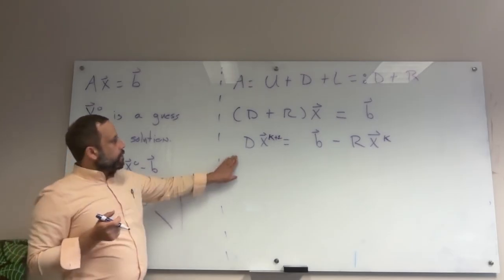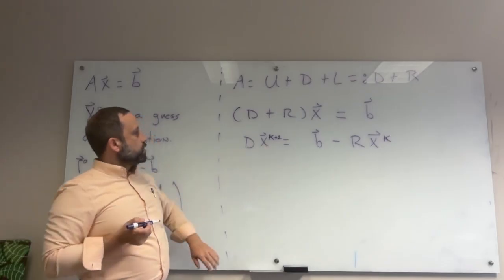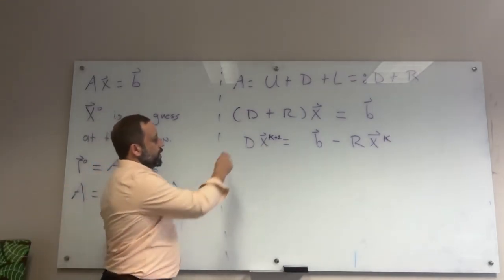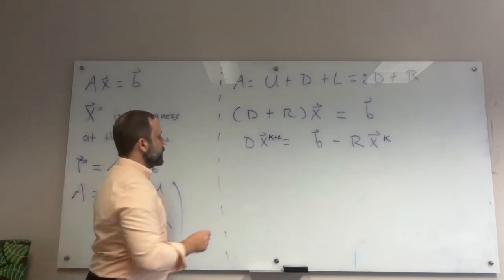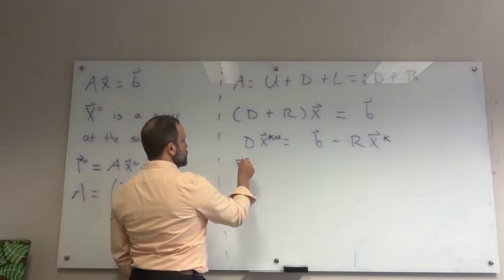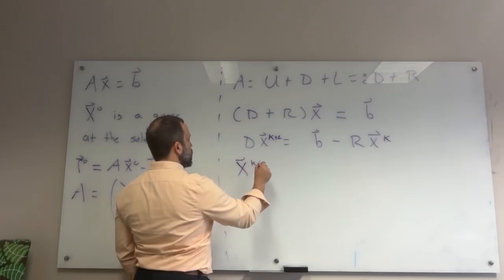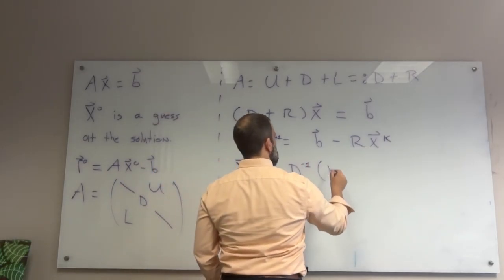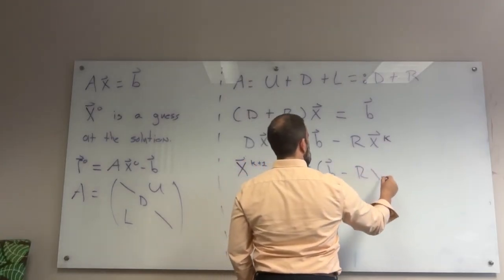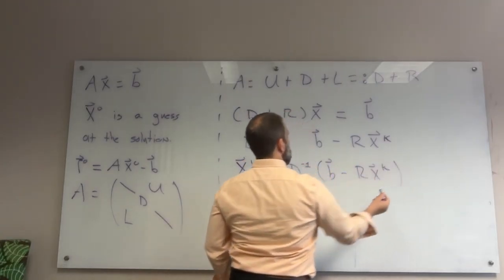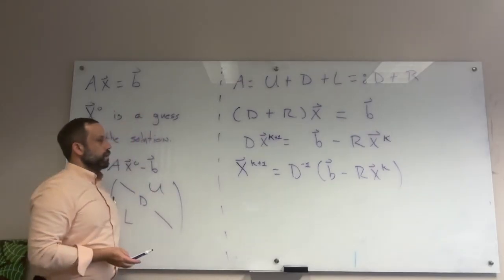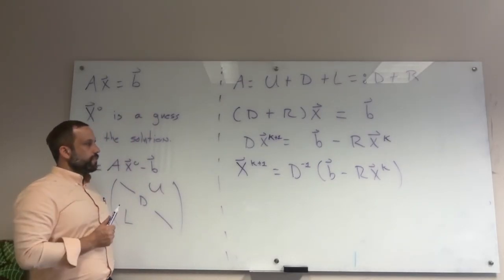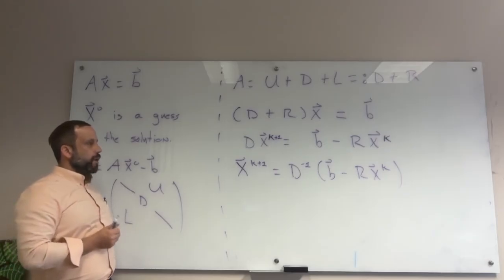Now, D is a diagonal matrix. We want to know what x(k+1) is. D is a diagonal matrix, so it's very good here. We can multiply both sides by the inverse of D, and since it's a diagonal matrix, that's very easy to do. We're going to get D inverse times (b minus Rx_k). And so we're going to define our iterative scheme this way.